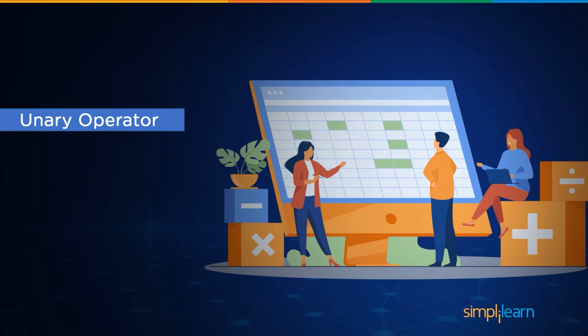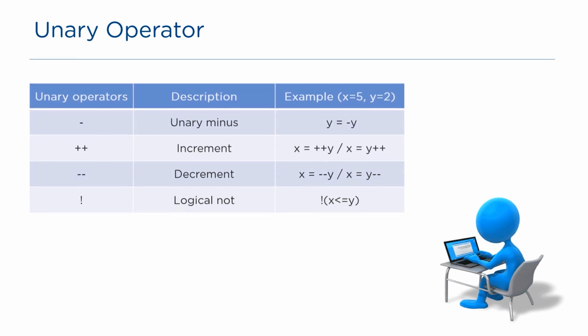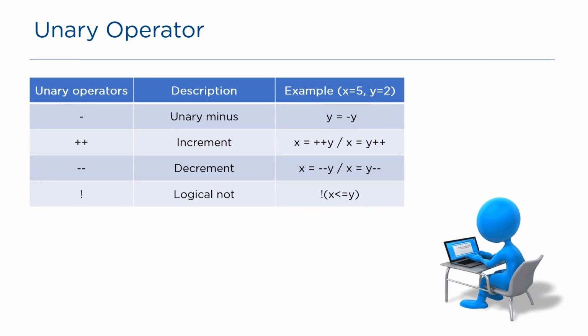Now let's understand the unary operators that perform the operation on a single operand with their symbols and examples. Let's start with the unary minus operator represented by the minus symbol, which converts the positive value to a negative number. Consider the value y to be positive 2, and after performing the unary minus operation, the positive value 2 will be converted to negative 2.